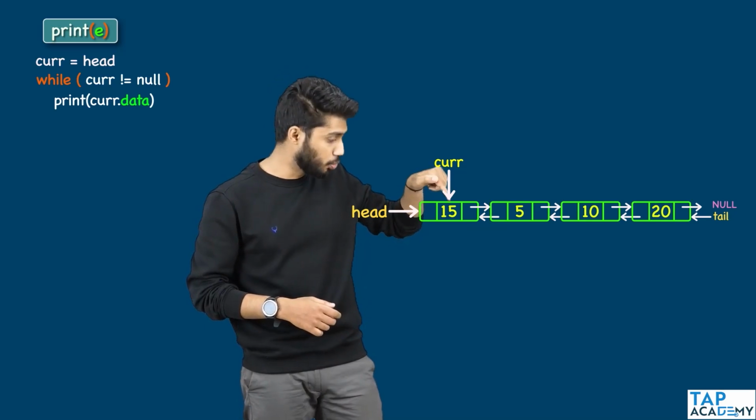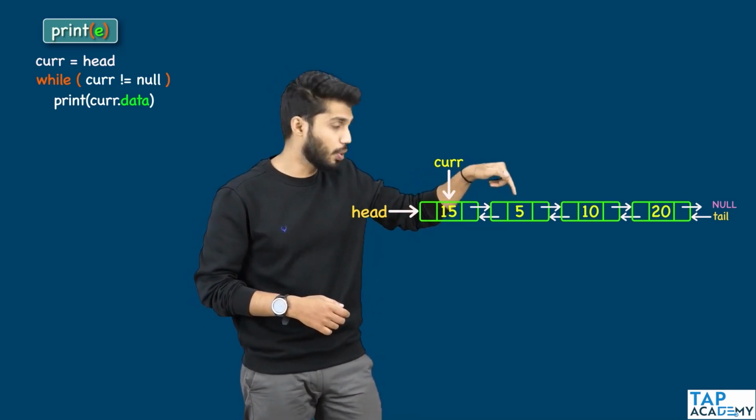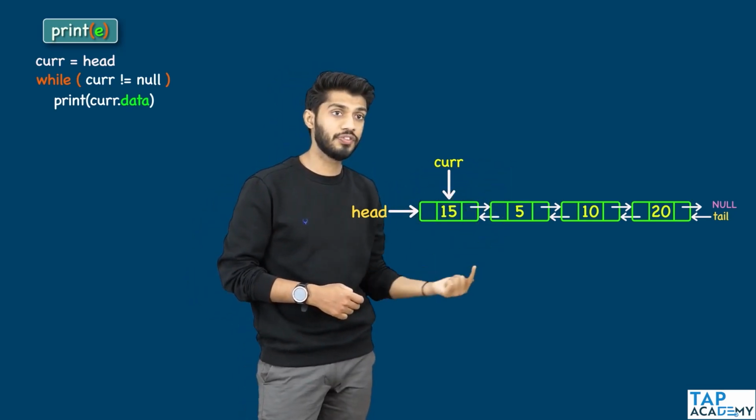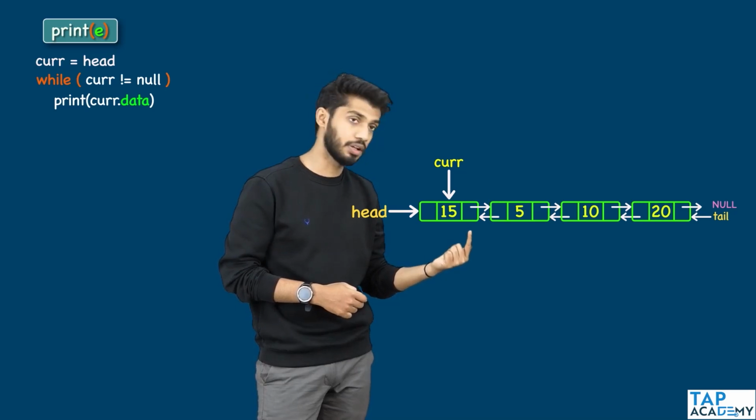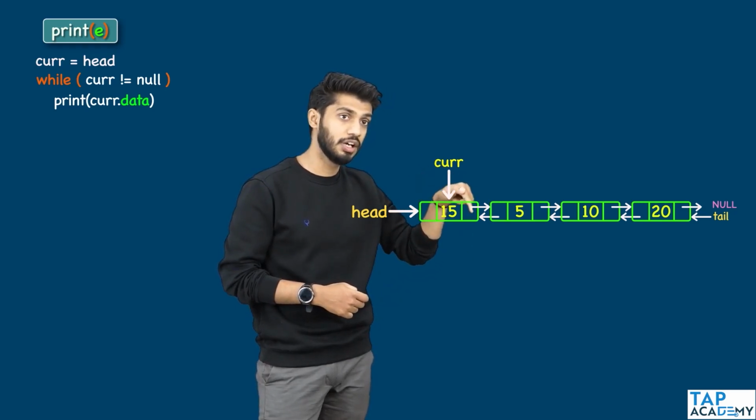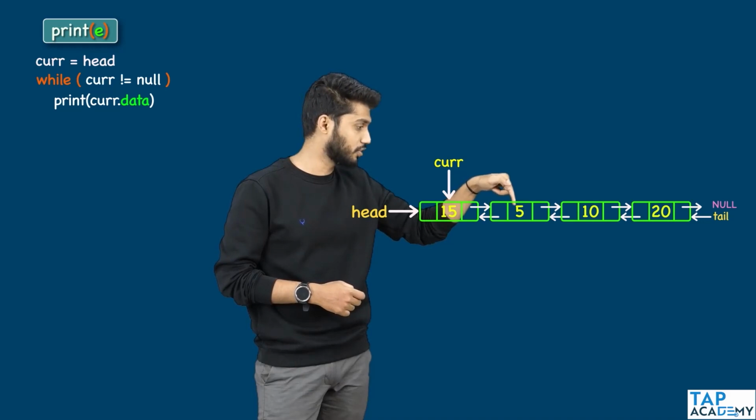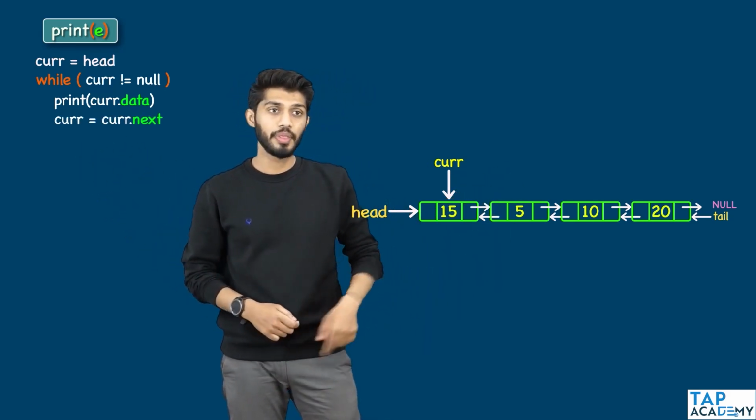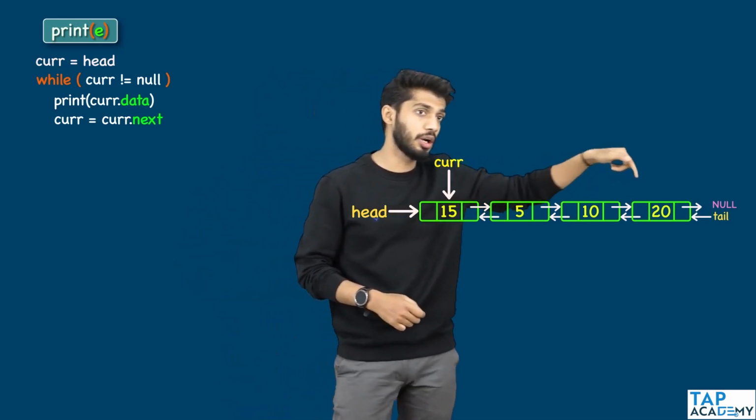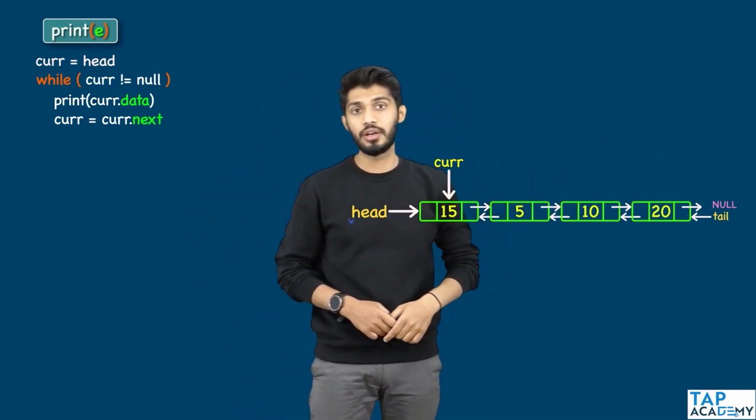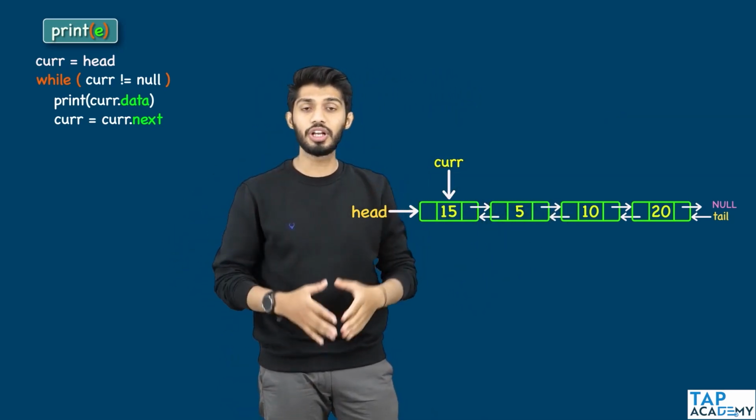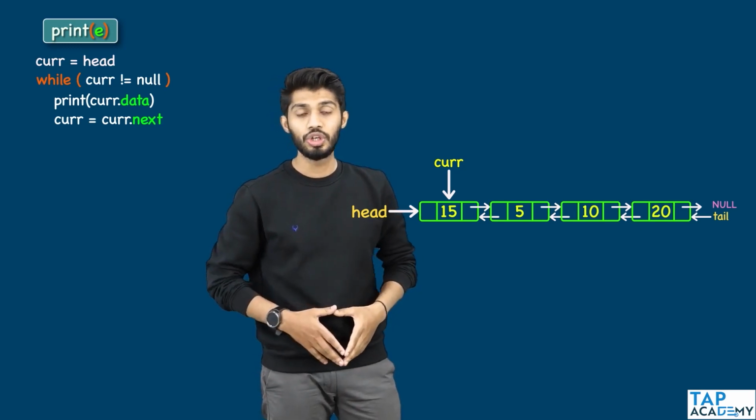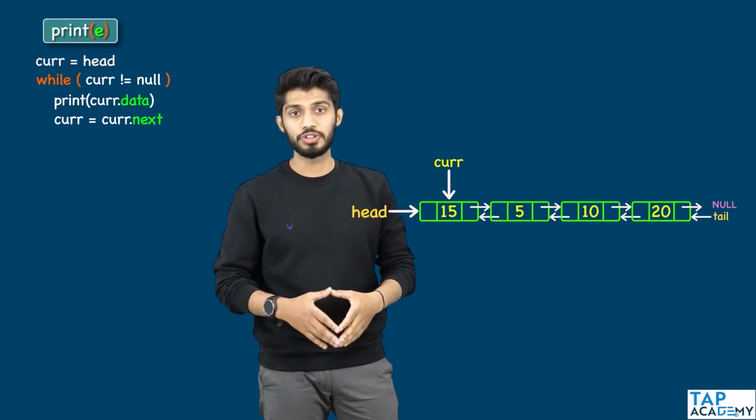After that, I need to move the current to the next node. Now how do I get the reference of the next node? The reference of the next node will be present over here. That's nothing but current dot next. So in current dot next, I have the reference of the next node. So I'll store current is equal to current dot next. And this operation should keep on repeating till I move to the end. I hope this particular thing is completely clear to you. So now let's go and write the code for this.